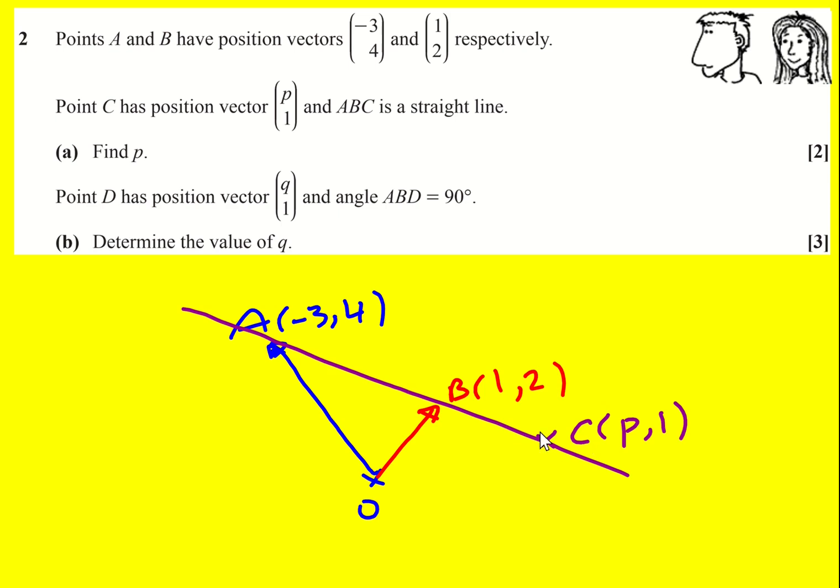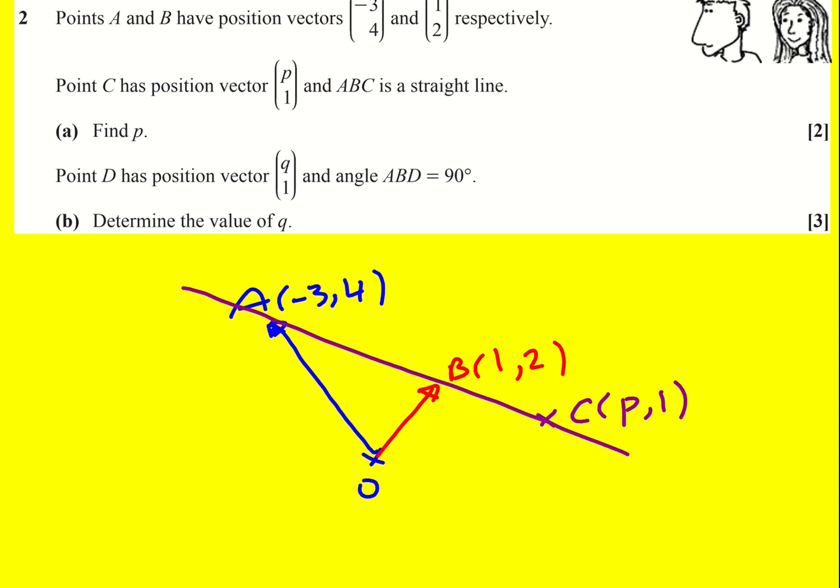But what I've essentially done is turn this into a coordinate geometry problem, because now I can find the equation of the straight line that goes through A and B, because I'm given 2 points, and from that I can work out the missing value p. So I'm going to do it that way. Right, first of all, it must be that m_AB is equal, I can use y2 minus y1, so I'll go with 2 minus 4 over x2 minus x1, 1 minus minus 3. That's going to become minus 2 over 4, or minus a half.